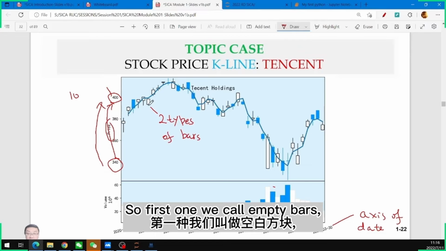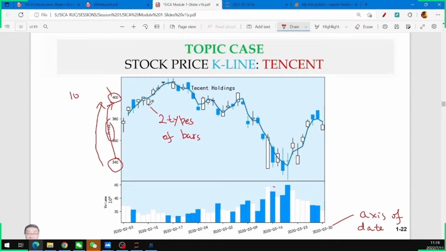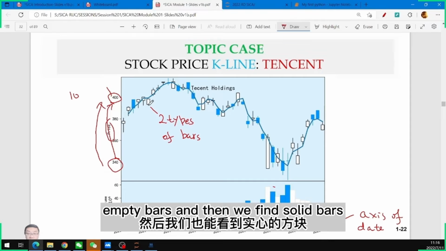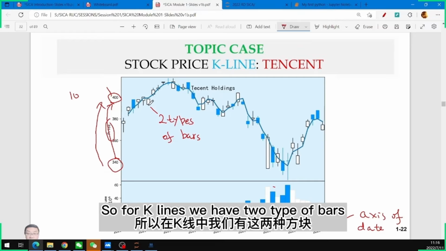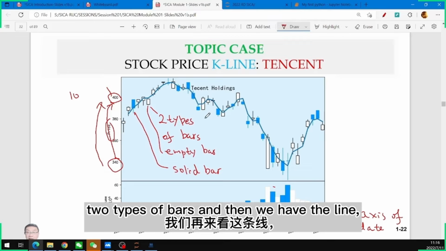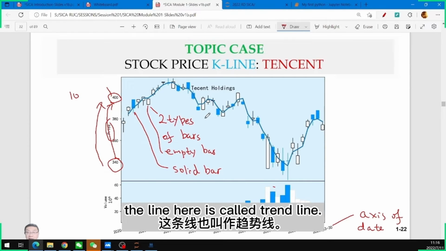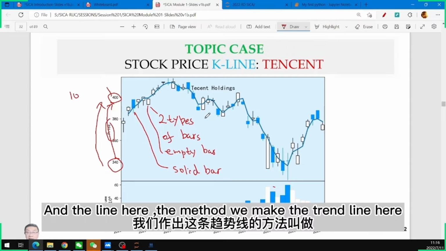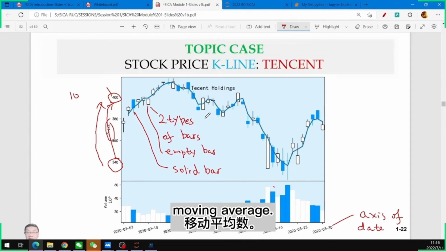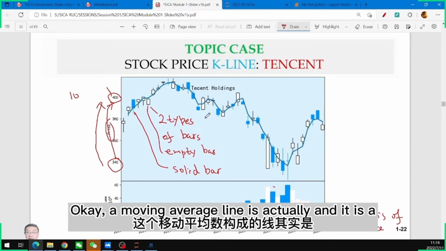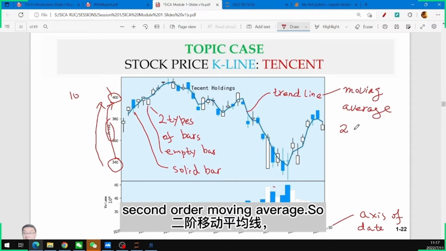The first one we call empty bars, and then we find solid bars. So for K lines, we have two types of bars, and then we have the line. The line here is called trend line. The method we use to make the trend line here is moving average. It is a second order moving average.